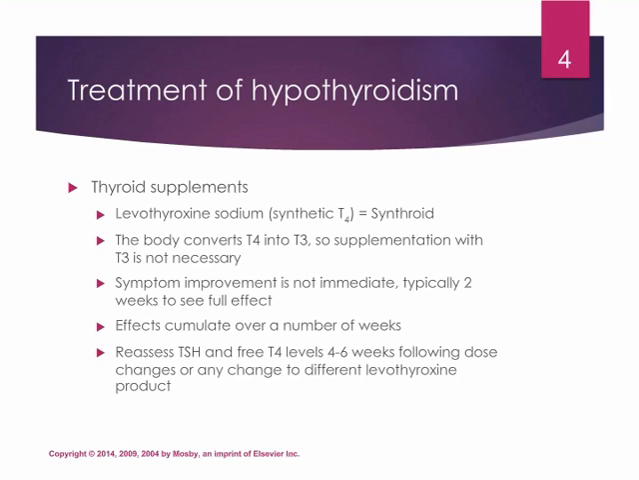It's important to note that symptom improvement is not immediate when patients are started on treatment for hypothyroidism. It typically takes about 2 weeks to see the full effect of this medication. It's interesting to note too that the effects accumulate over a number of weeks. So yes, you'll get symptom relief, but the full effects kind of accumulate over a number of weeks until you've reached that steady state of the drug for the patient.